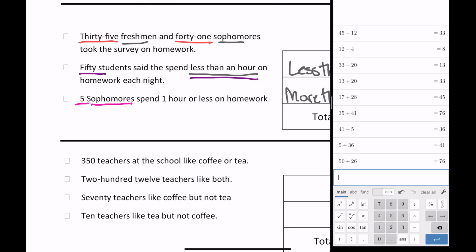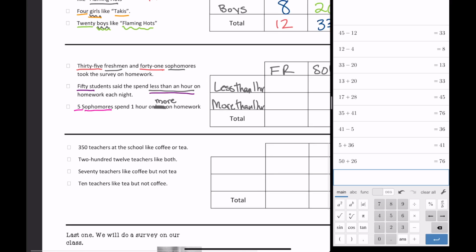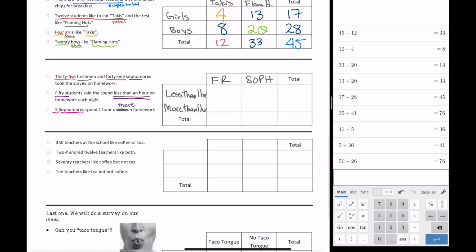All right, Miss Rawolf made a boo-boo on her notes because why wouldn't she? This didn't say 1 hour or less. It should say 1 hour or more. Very good. So we know 35 freshmen and 41 sophomores took the survey. So we know the totals because it doesn't say about how much time they spent on the homework. So 35 for freshmen and 41 for sophomores.